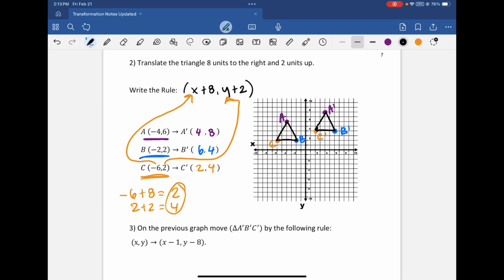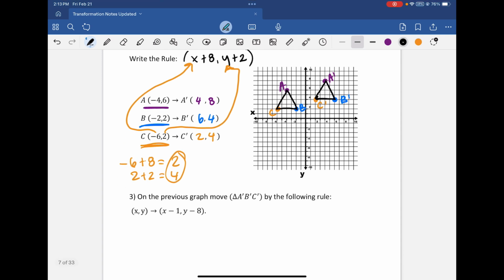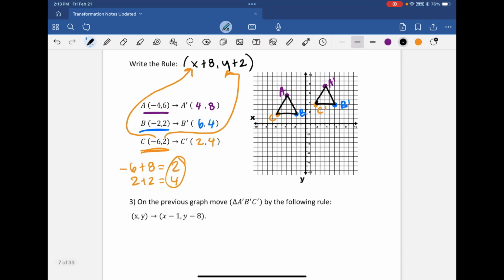Question 3 says, on the previous graph, move triangle A prime, B prime, C prime by the following rule. Now let's look at this rule. It says x minus 1 and y minus 8. Let's write what this means. X minus 1 means move left 1. And minus 8 means move down 8. Okay? And if you're confused by this, go look at that translation.